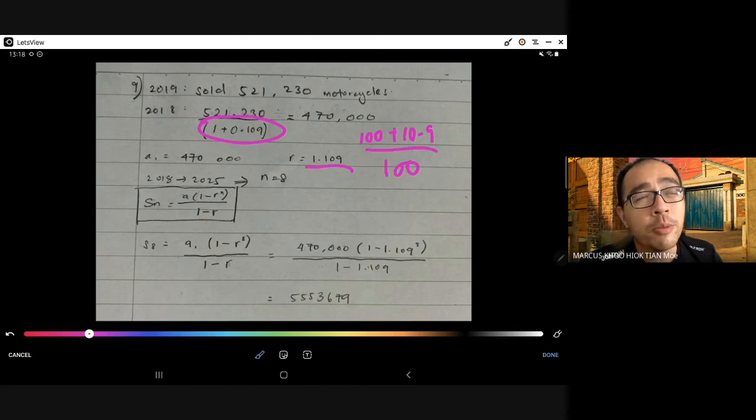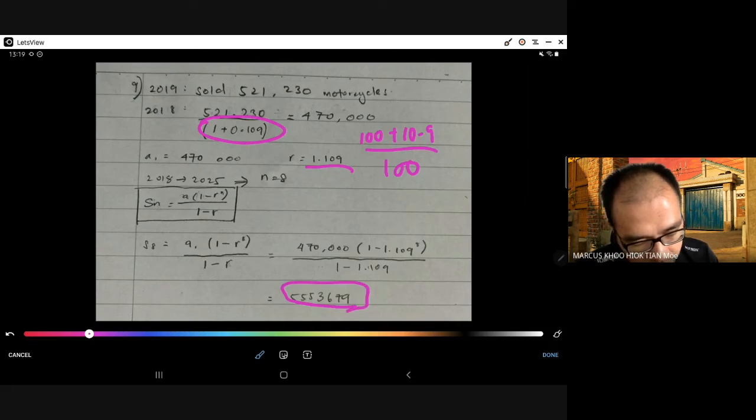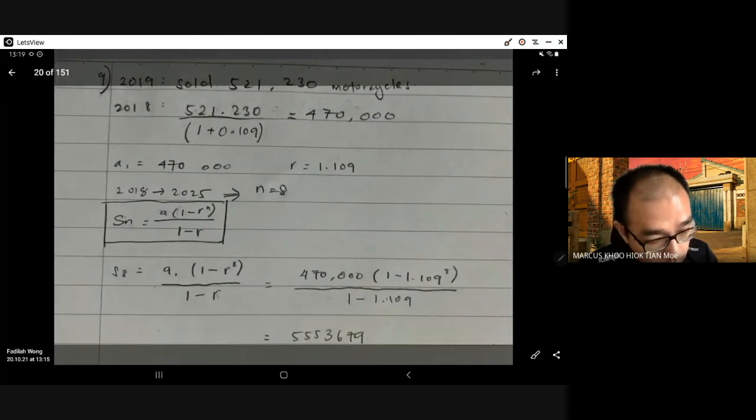Okay, so the problem with percentages is that there is this element that you have to plus and minus. So the R is not very specifically given to you, but you have to calculate it by using a different method. Okay, so I'm going to assume that this is correct. So 5,553,679 motorcycles sold in the span of 8 years. Okay, did you manage to do B?